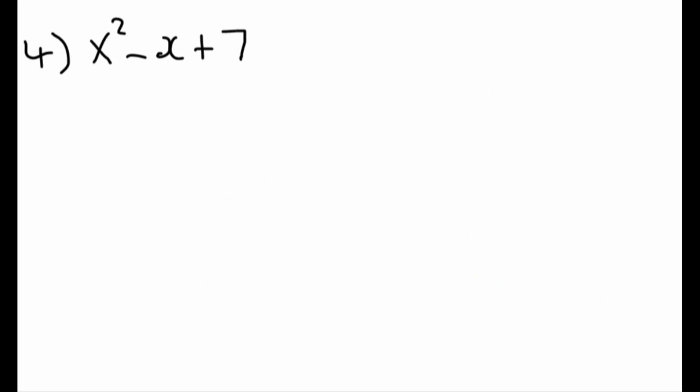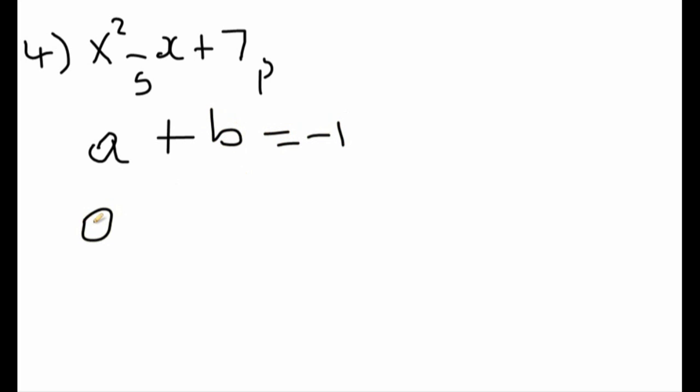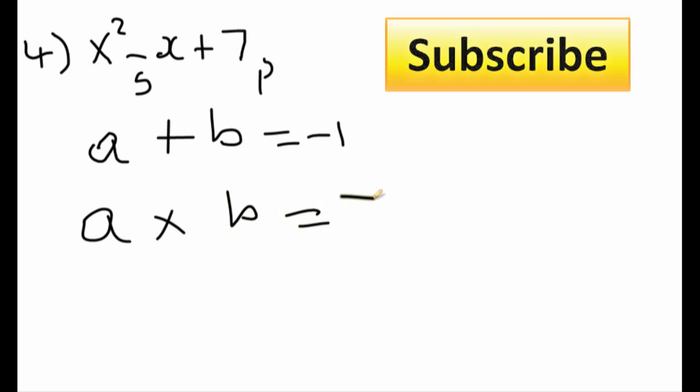Okay, last one. I take this last one just to show it's not always possible. Here I have the sum -1 and the product 7. So it's not always possible to find it. I'm trying to find a plus b equals -1 and a times b equals 7. In this case, mentally I can't find it because there is only one way to have this product: 1 times 7, or -1 times -7. There is no way I can have the sum be -1.